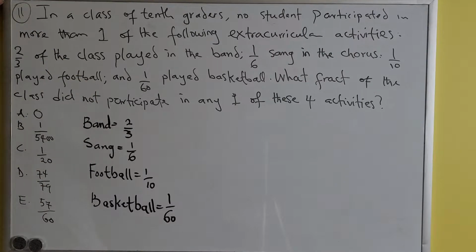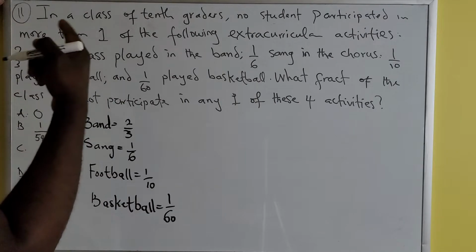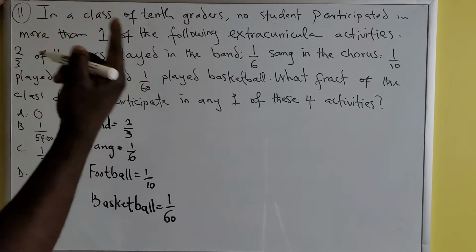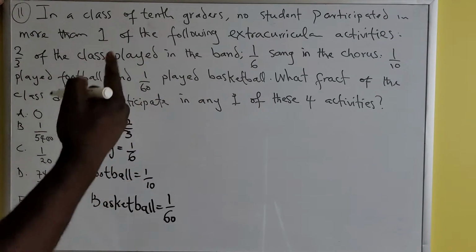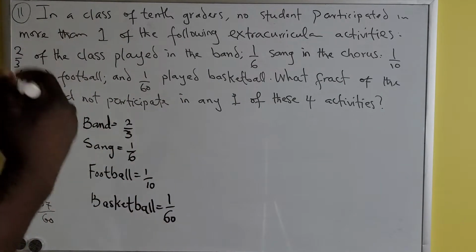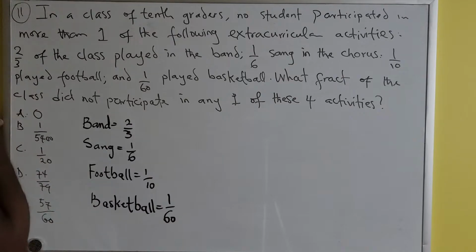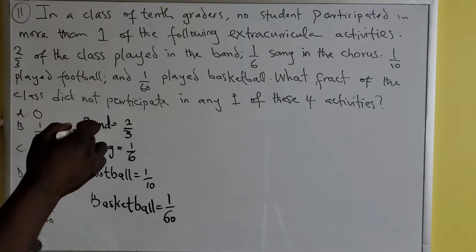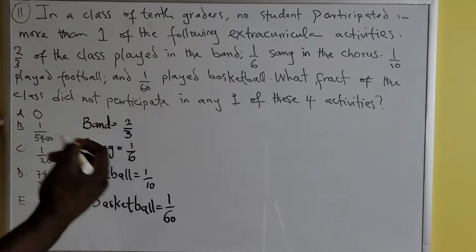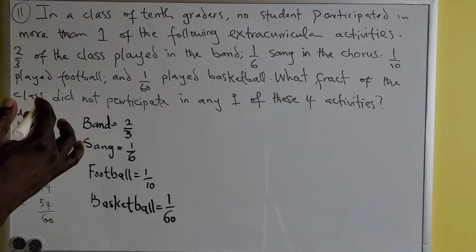This question is a probability question. How do I know? They gave us a ratio, they gave us observation, so to speak. They observed that, in a class of 10th graders, no student participated in more than one of the following extracurricular activities. That is one observation. The second observation is there's a group of activities, 4 in total, 1, 2, 3, 4. Out of those 4, 2/3 of the class played in band, 1/6 sang, 1/10 did football, and 1/60 did basketball. So that is a kind of like a ratio.